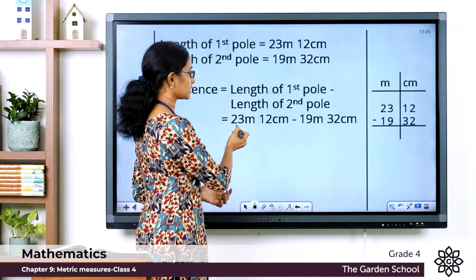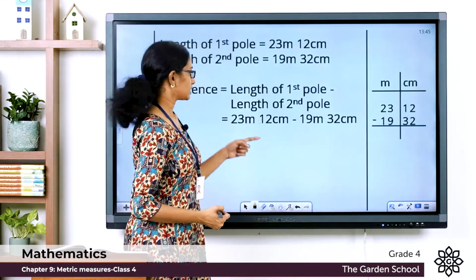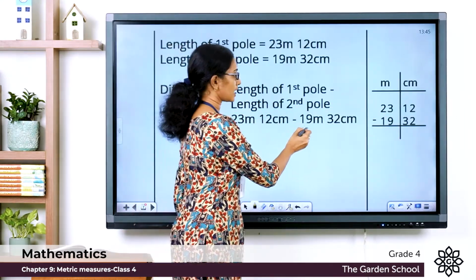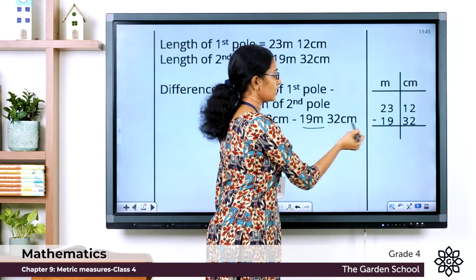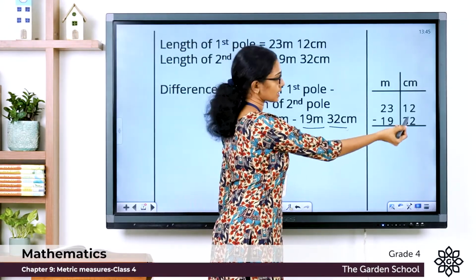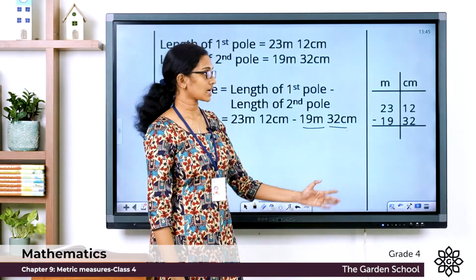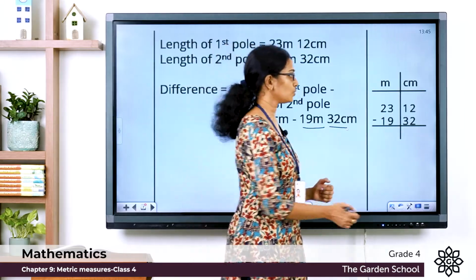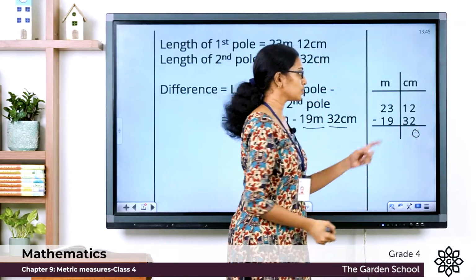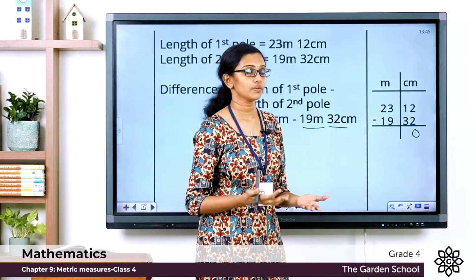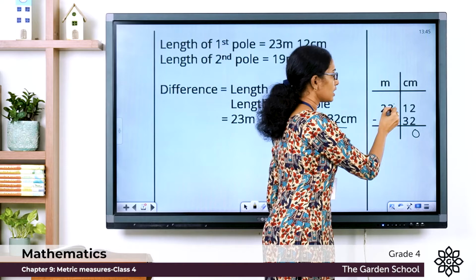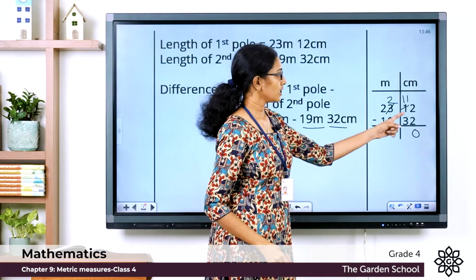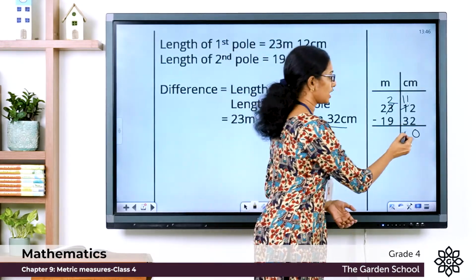So we have drawn a grid and we have written the given measurements in proper columns of units. The 23 from 23 meter goes in the meter column. The 12 from 12 centimeter goes in the centimeter column. Now 19 from 19 meter in the meter column and 32 from 32 centimeter in the centimeter column. Now we start subtracting from the smaller units first. In the centimeter column we have 2 minus 2, which is equal to 0. Now we cannot do 1 minus 3. So we have to borrow, right? From here we are borrowing. So this becomes 2 and this becomes 11. So it is 11 minus 3, which is equal to 8.